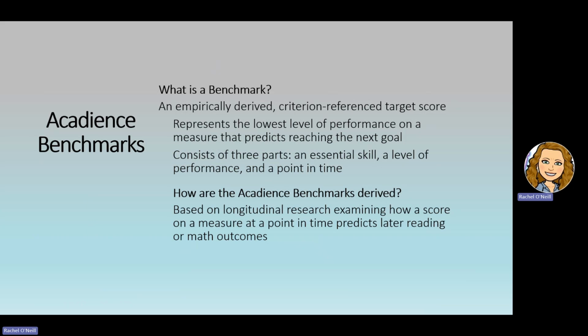The Acadience benchmarks are made up of 3 parts: an essential early reading skill, a score, and a point in time. It's important to know what the skill is that the measure is an indicator of. The skill is what you teach. The level of performance, or the score, lets you know if a student's skill in a particular area is at, above, or well below the benchmark. The point in time tells you if the student has achieved the benchmark at the time that predicts getting to the next benchmark. Based on research conducted by the authors over decades, we know that for students to be on track to reach future reading outcomes, it's important that they not only achieve benchmarks, but that they do so by a particular point in time.